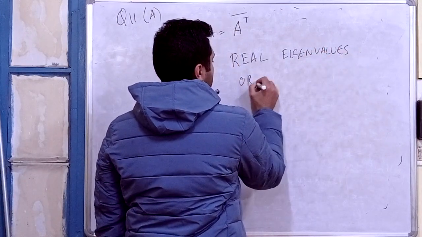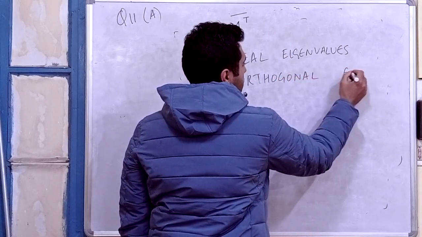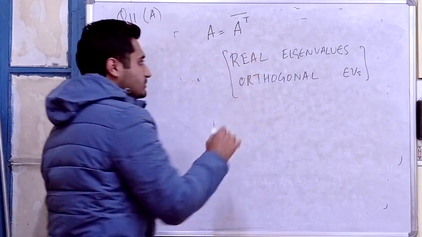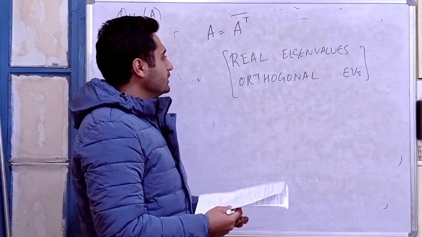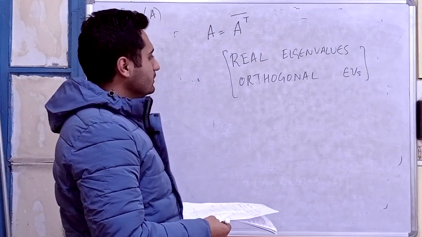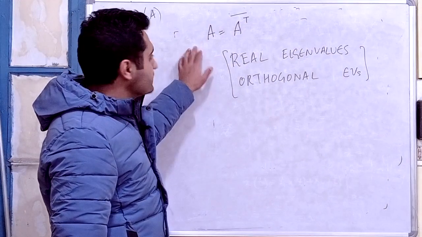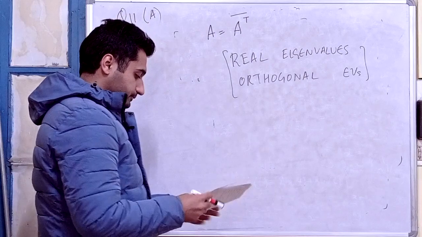And it has orthogonal eigenvectors. You can verify this, and this is a very important property of a Hermitian matrix. They are used as projectors because of these reasons. It has real eigenvalues and it has orthogonal eigenvectors. Or take an example, find any such matrix and evaluate its eigenvalues. They will always be real.